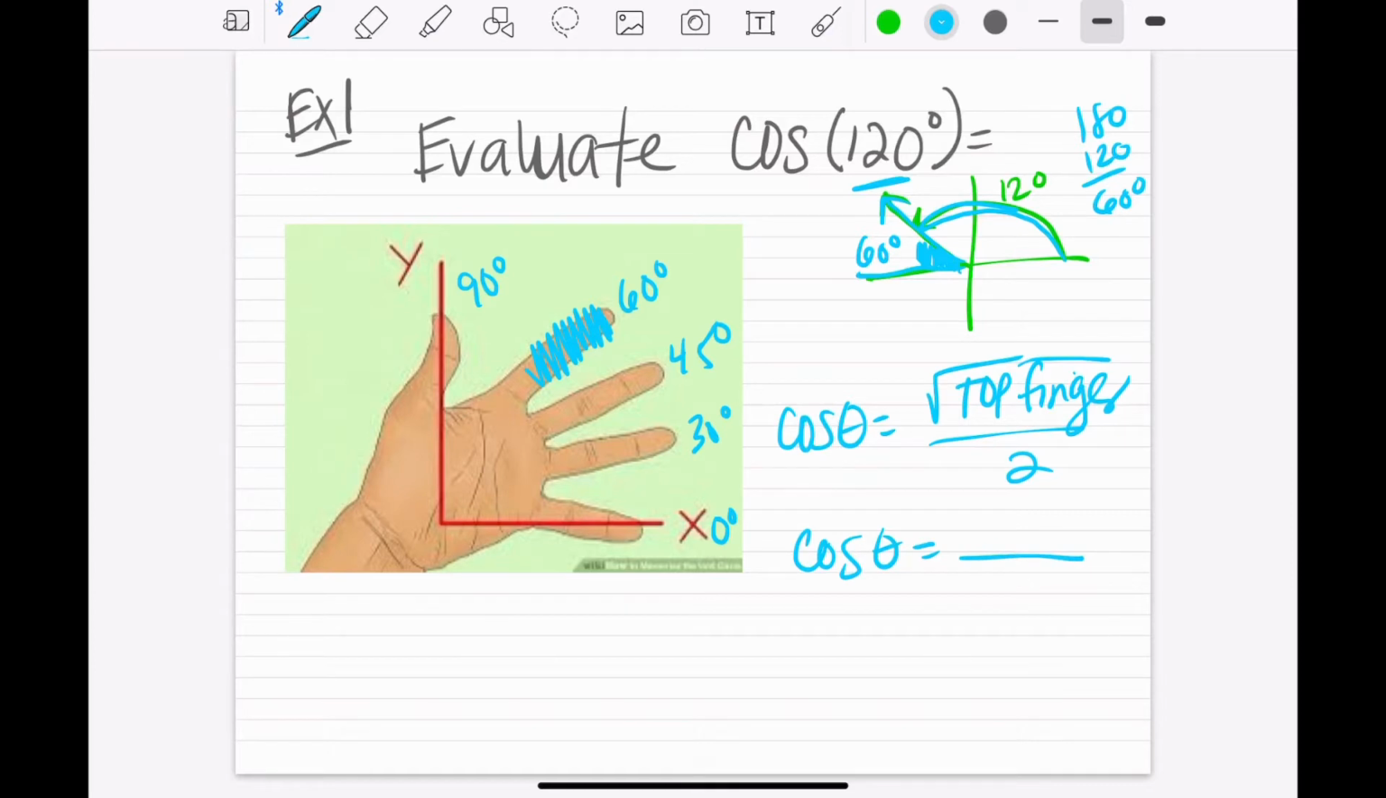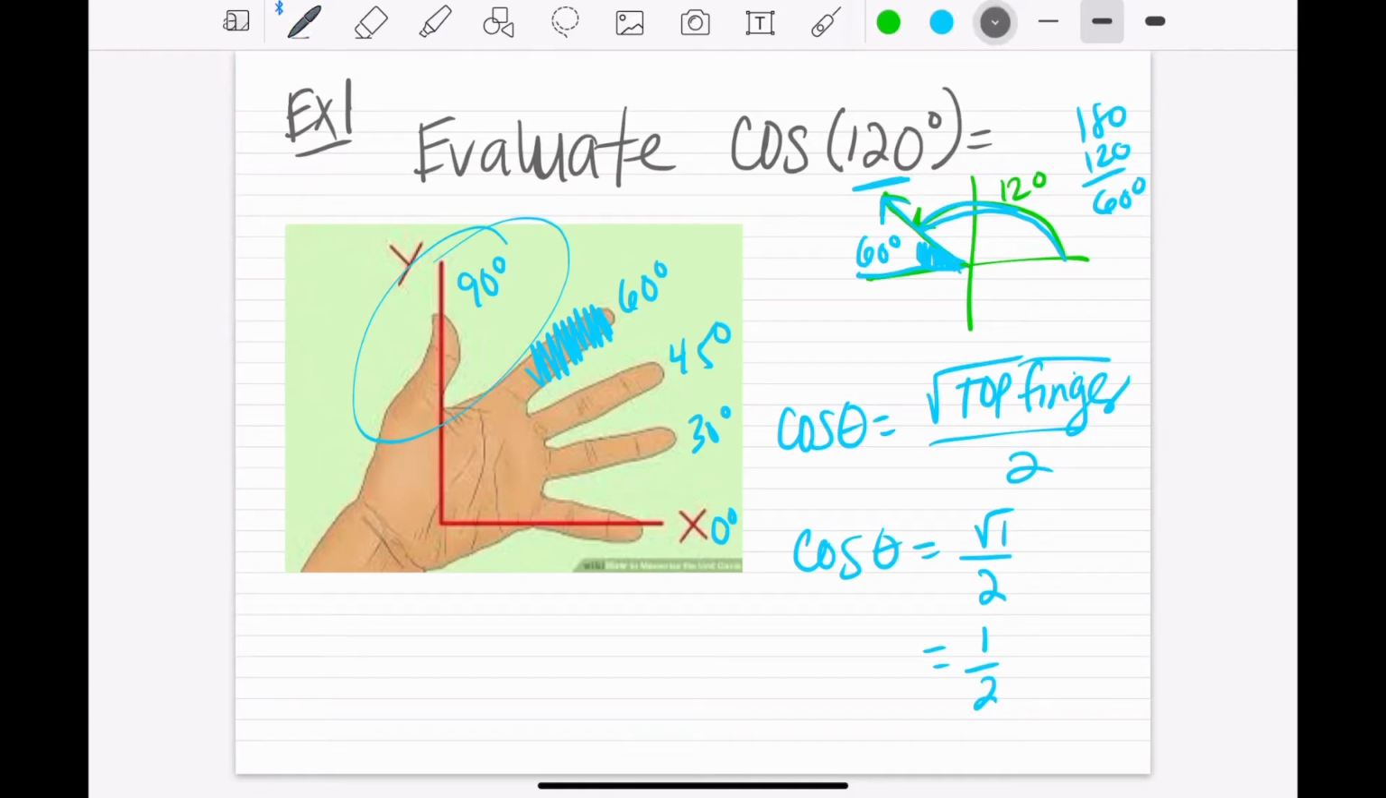Square root of top finger. If you look at your left hand, there is only one finger above the 60 degrees, which is the 90-degree angle. So the square root of top fingers, which is 1, divided by 2, is our ratio. Now let's simplify it and we will be done. Square root of 1 is 1. Bring down your denominator. The very last thing you have to do is check your sign.